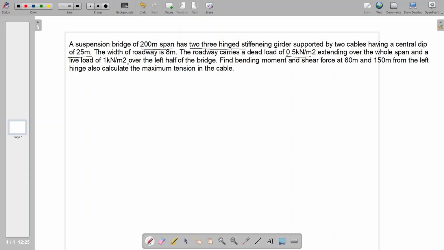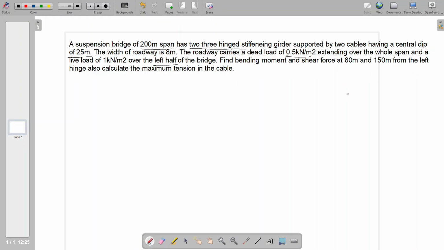This load is also an area load, which is over the left half of the bridge. It is only acting over the left half portion of the bridge. Find the bending moment and shear force at 60 meter and 150 meter from the left hinge. Also calculate the maximum tension in the cable.